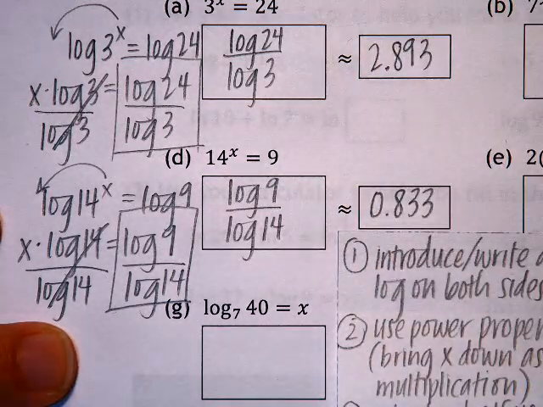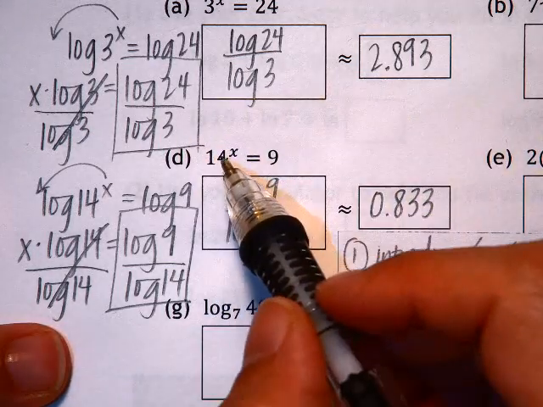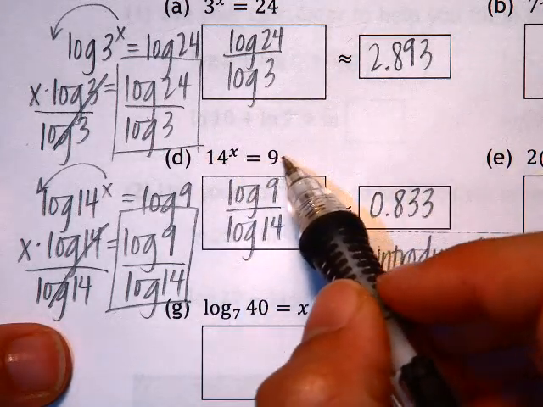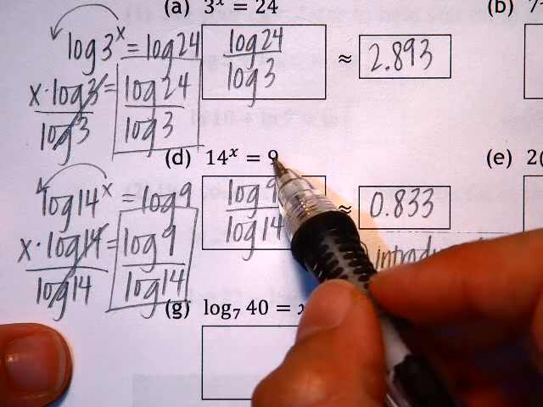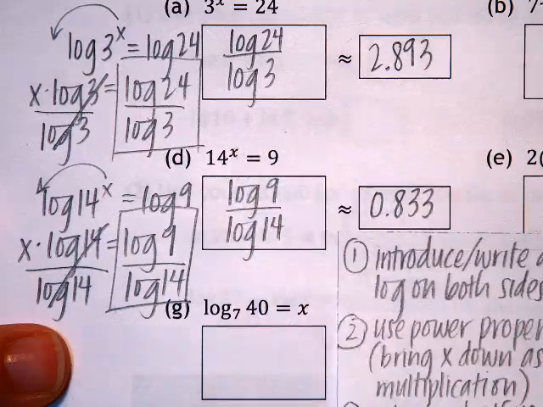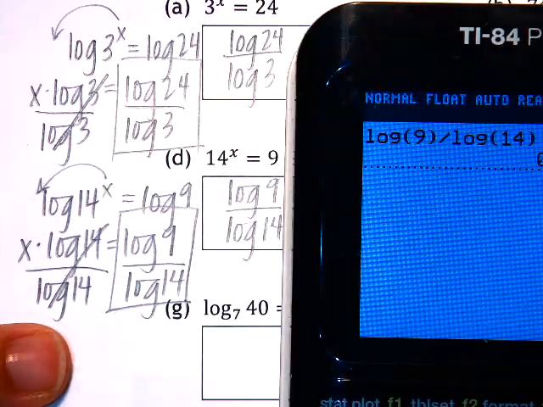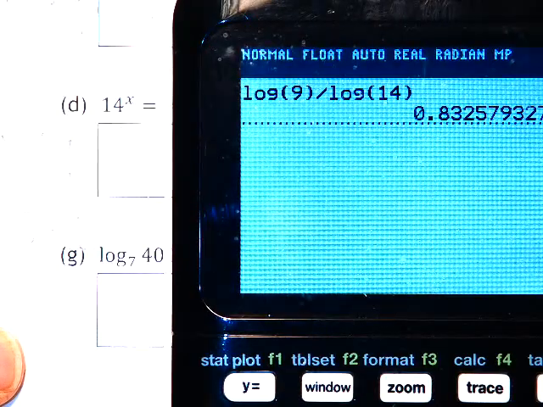0.833. This answer is a little bit more surprising, but I guess it does make sense, because 14 to the power of 0 would be 1. That's too small. 14 to the power of 1 would be 14, which is too big. So it does stand to reason that x had to be between 0 and 1. And again, if you're not sure, or if you're just conceptually like, what? Did that make sense? Check it out.